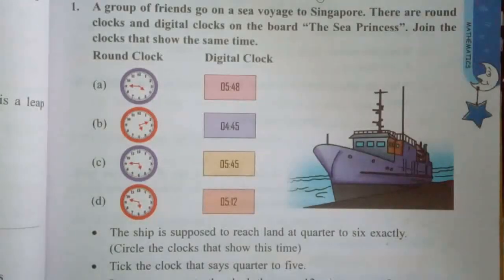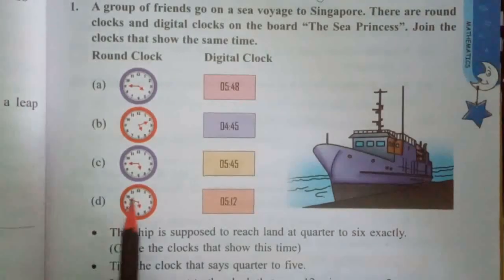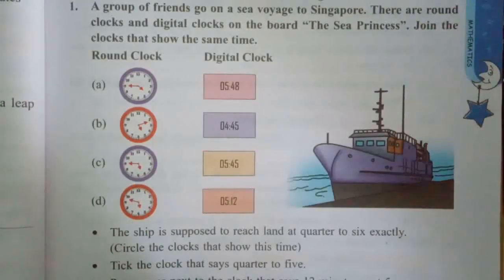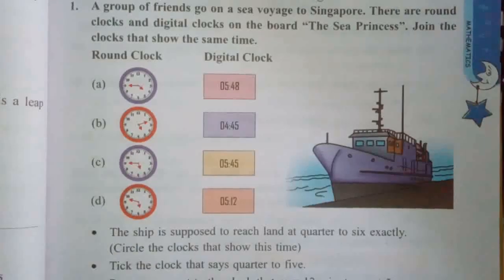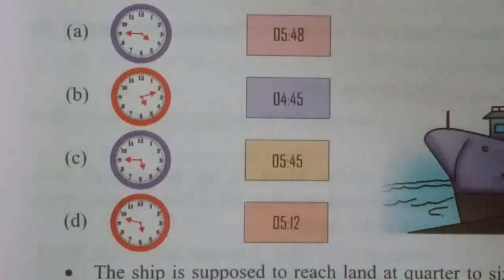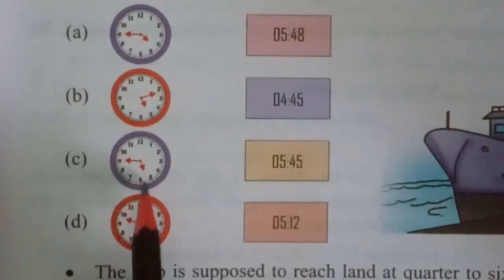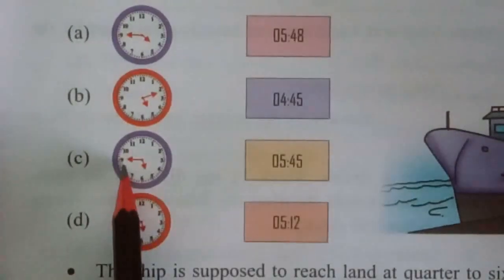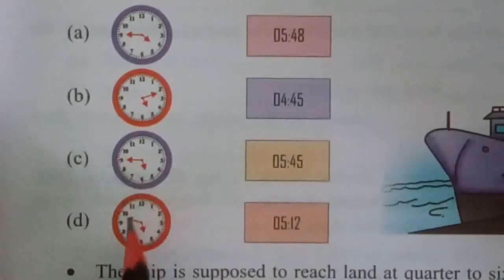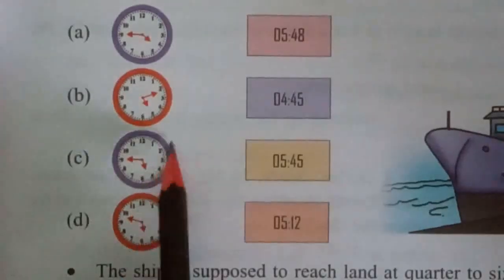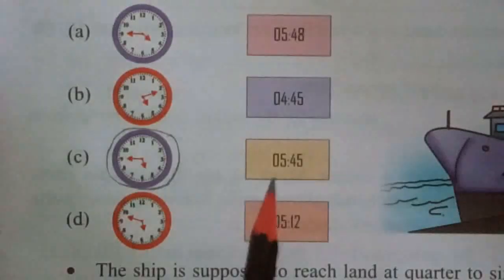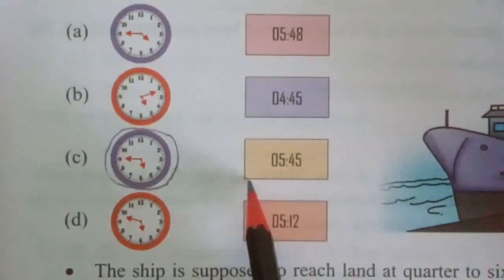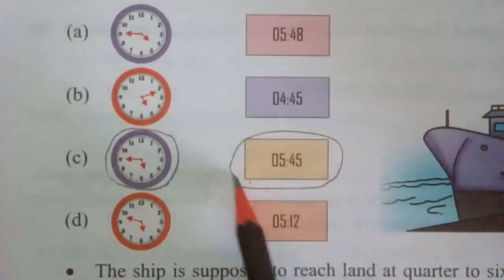Here we have to circle the time 5:45. In the round clock, which clock is showing the time 5:45? For 5:45, the condition is the minute hand must be on 9. If you see carefully in this one, the minute hand is at 9, meaning 45, and the hour hand is between 5 and 6. It means this clock is showing 5:45. And in this one, 5:45 means 5:45.